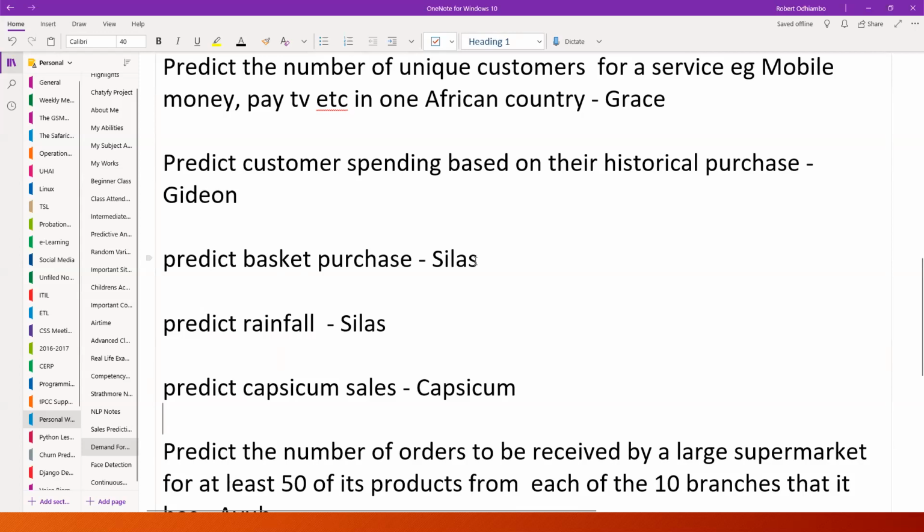Predict basket purchase. Silas, is it similar to what Gideon had mentioned? Just elaborate. Yeah, it's similar. Na Silas, umeamua ukuwe weatherman. Umeona weatherman wa Kenya wanatuangusha sana. I'm just trying to see when is the right time maybe to plant or whatever.